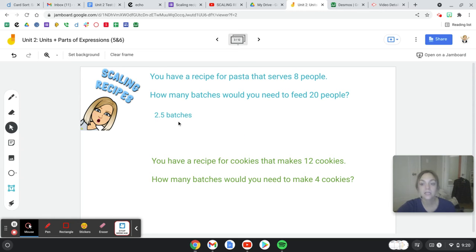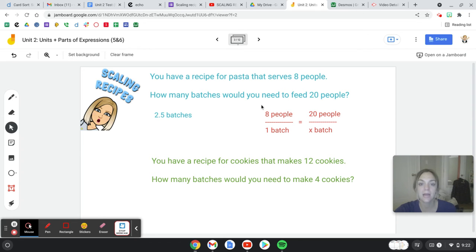And this looks like a good number to me if we're just thinking about using logic, because if I'm going from 8 to 20, like I said earlier, our number should be bigger than 1. So we're going to make 2.5 batches of the pasta recipe to feed 20 people. You can think of it that way. Or if you need to set it up as a cross multiplication problem, we'll do this example together.